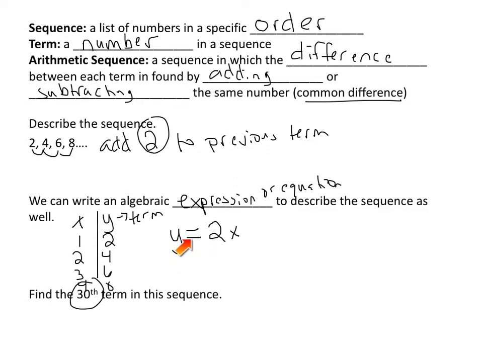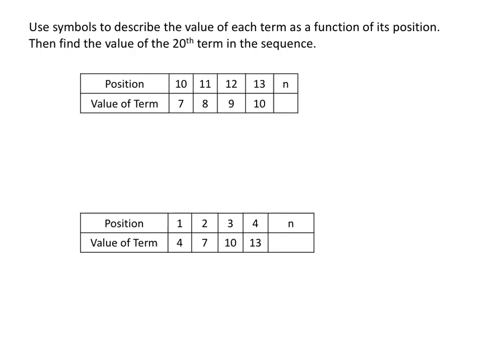So now if we want to find the 30th term in this sequence, it's really slick because we can take this equation that we made. Since 30 is the term, remember term is our x, I can put 30 in for x. So y equals 2 times 30. So y is equal to 60. So our 30th term in the sequence would be 60. Now when the directions say to use symbols, really what they're asking you to do is write an equation.